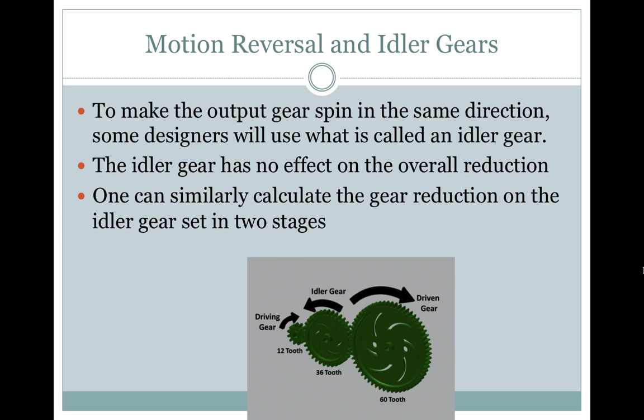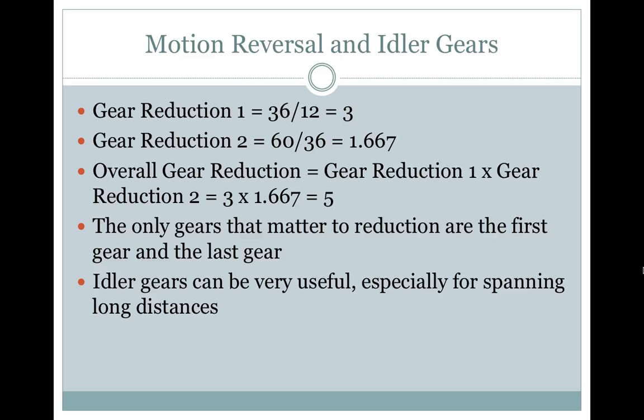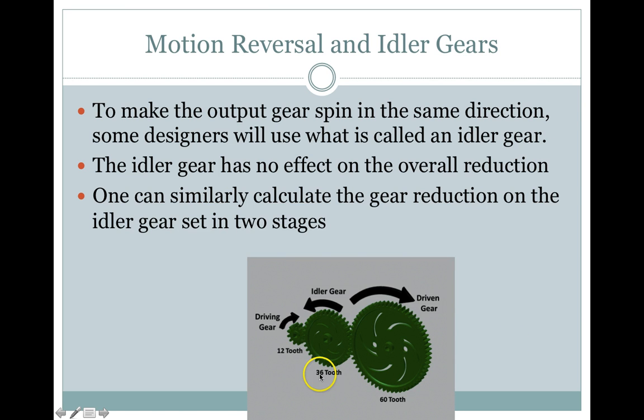To make the output gear spin in the same direction, some designers will use what is called an idler gear. The idler gear has no effect on the overall reduction. One can similarly calculate the gear reduction of the idler gear sets in two stages. Gear reduction 1: 36 to 12. You can see the 36 here and then the 12 here.